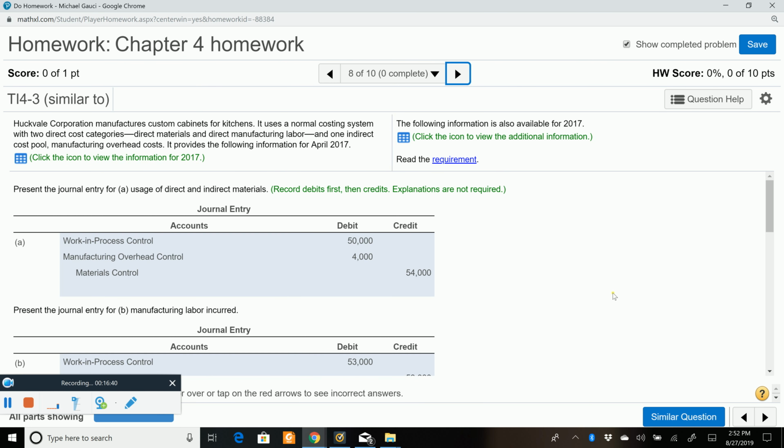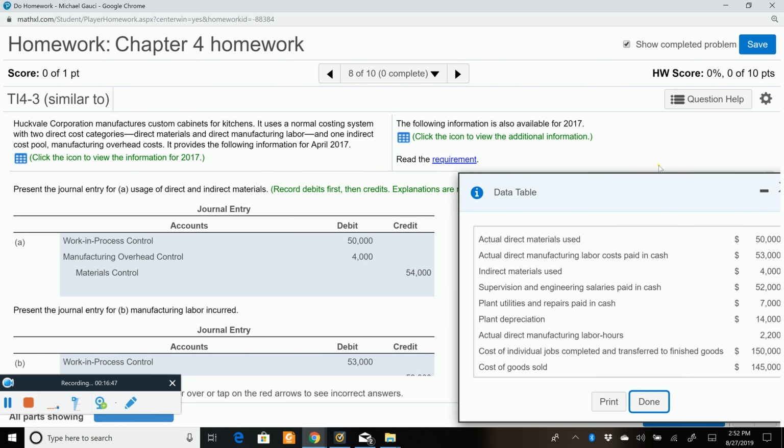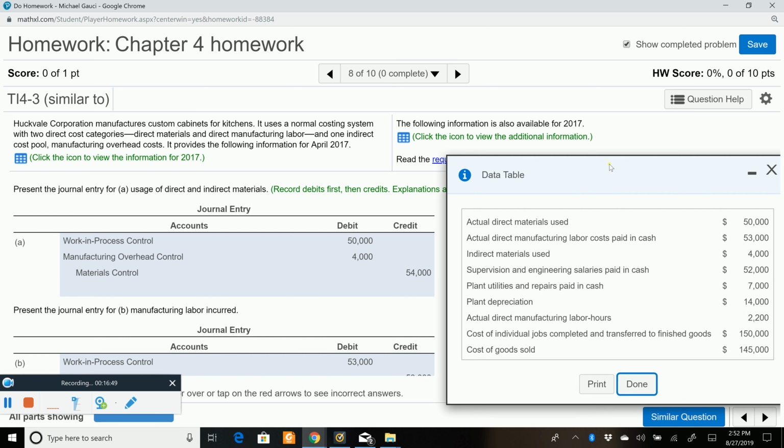Okay, in this next homework example, we're going to look at some journal entries. And so the author has given us, let me pull this up, this big data table that I'll put over here. All right, they gave us a whole bunch of information. Materials used, labor, actual direct labor paid in cash, indirect materials used, supervision and engineering salaries. That is another way of saying indirect labor. Then we have plant utility costs, plant depreciation, actual labor hours, the cost of jobs completed, and then of course the cost of goods sold.